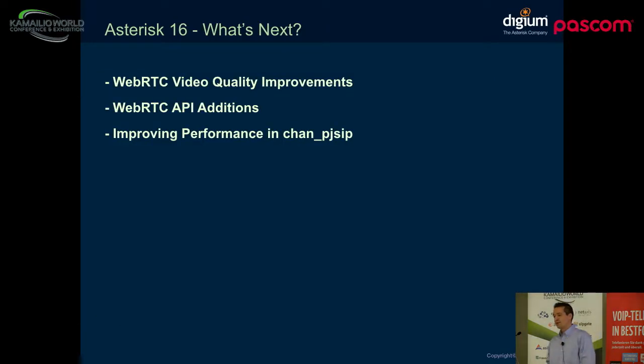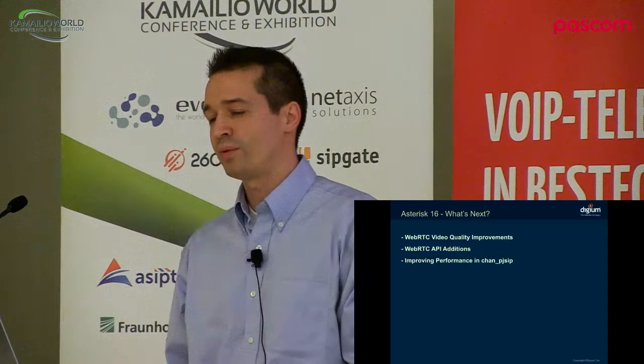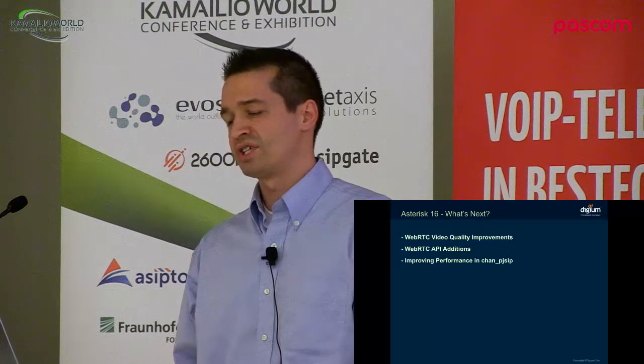All right, so I want to talk about Asterisk 16. So what's up and coming, right? These are the big categories that I want to cover: WebRTC related video quality improvements, WebRTC related API additions, and, well, that's probably better said SFU API additions, and then improving performance in PJSIP.